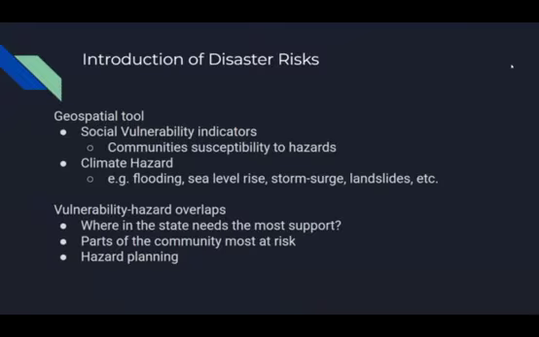So essentially what we did was we created a web-based geospatial tool that included social vulnerability indicators. So things like the different types of communities among the island and how they are susceptible to different types of hazards. And we joined it with climate hazards, so things like flooding, sea level rise, storm surge, and landslides. What our project is mainly for, we're trying to figure out the impact of different types of hazards to different types of social communities among the islands. So, where in the state would need support for certain hazards, what parts of the communities are most at risk, and different types of people who would be able to plan for specific hazards that may affect them more than others.